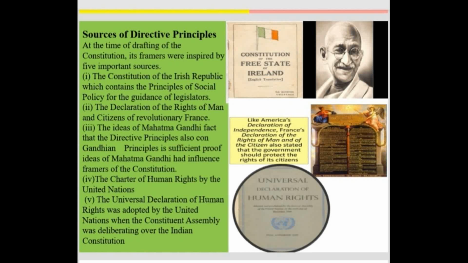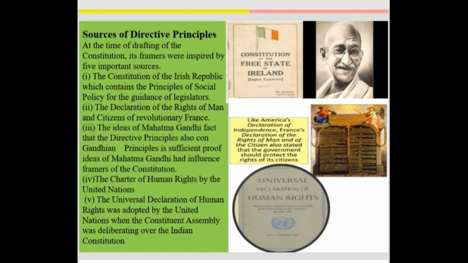So we said that our constitutional makers, while adapting these directive principles, referred to various sources for information. So what are those sources? What was the reason behind adapting this? Let us study that now.